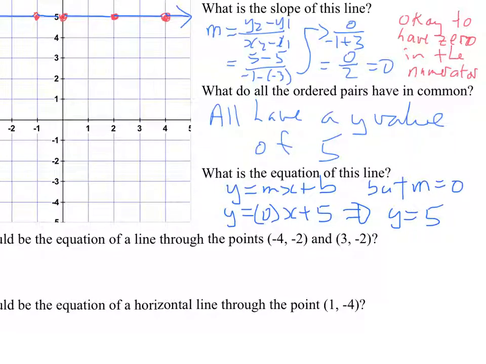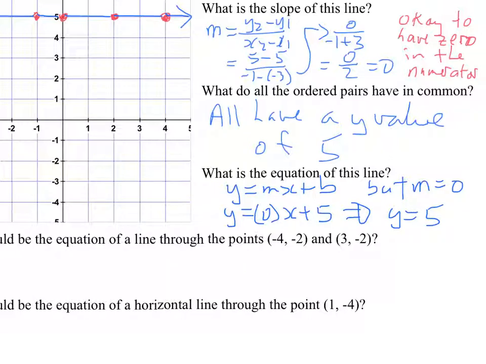So what you're going to find then is that all horizontal lines have a slope of 0. So the x term in the equation y equals mx plus b, because it's being multiplied by 0, the x term is blown away, annihilated.